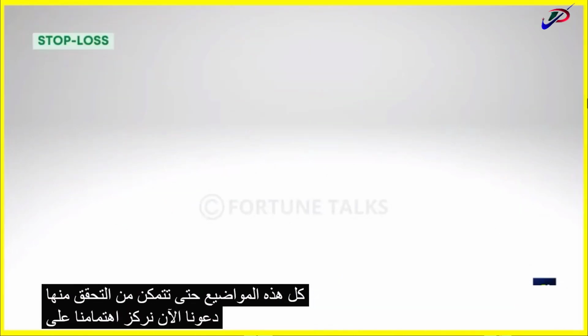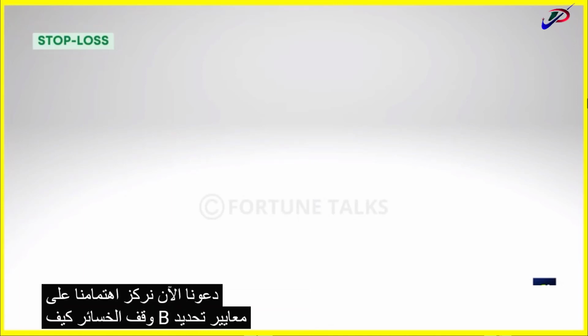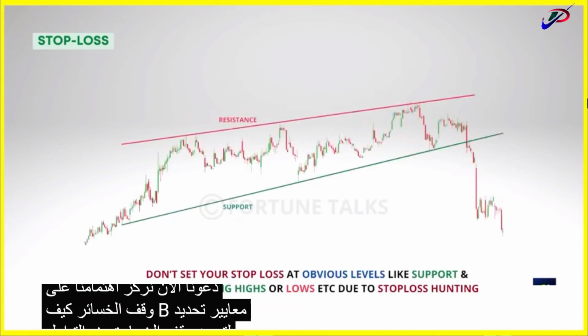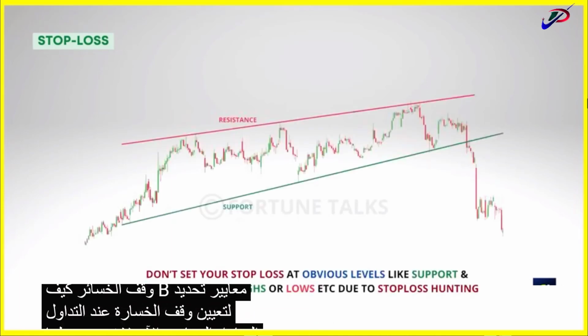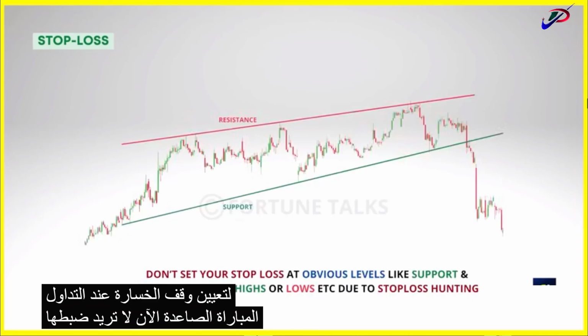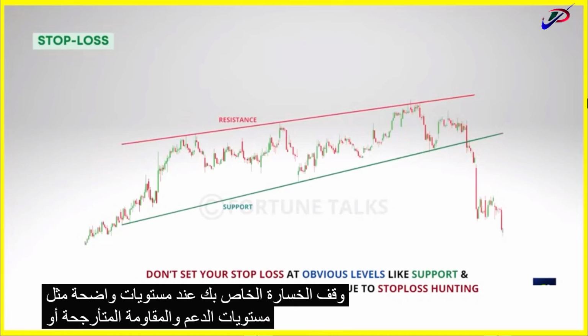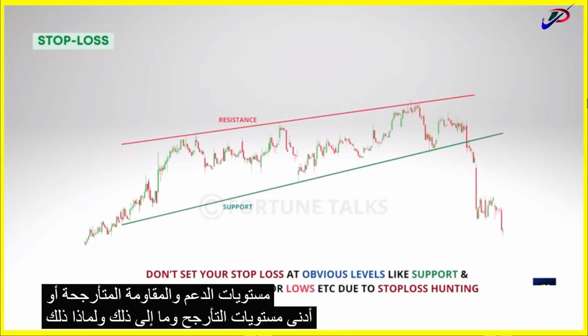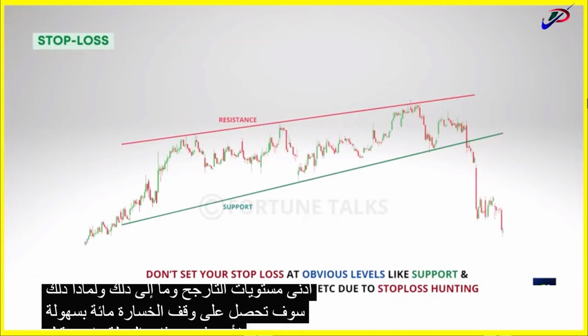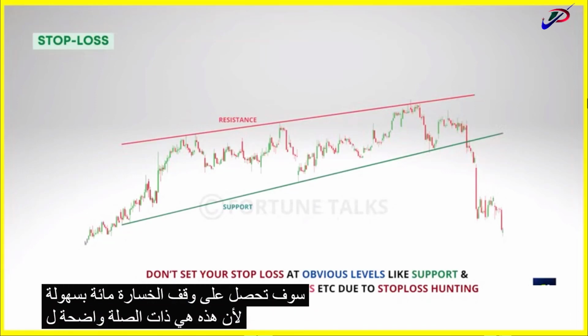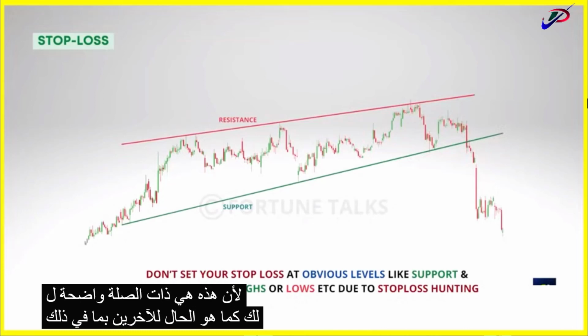Let's now focus our attention on the criteria for setting the stop losses: how to set your stop loss when trading the rising wedge pattern. Now, you don't want to set your stop loss at obvious levels like support and resistance, swing highs or swing lows, etc. And why is that? Because you will get stopped out easily, because these are as obvious a level to you as they are to others, including the smart money.